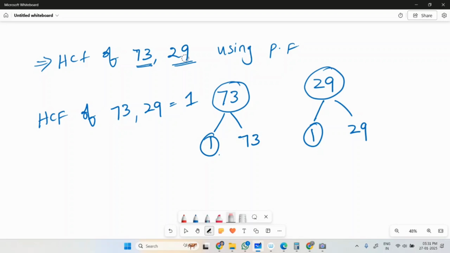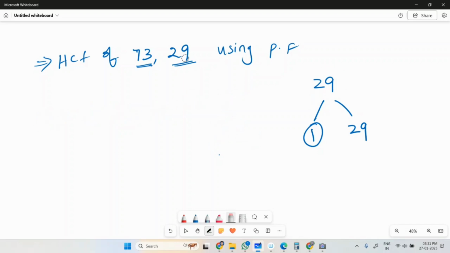Okay. We don't need to find out the prime factors and then make the highest common factor and all. Here, since we know 73 is a prime number, 29 is also a prime number, so that's why the HCF of 73 and 29 is 1. If you do not know how 73 can be a prime number, 29 can be a prime number, just please watch how to find out prime numbers between 1 to 100 in the previous videos.